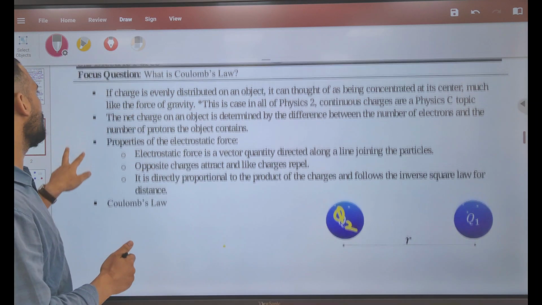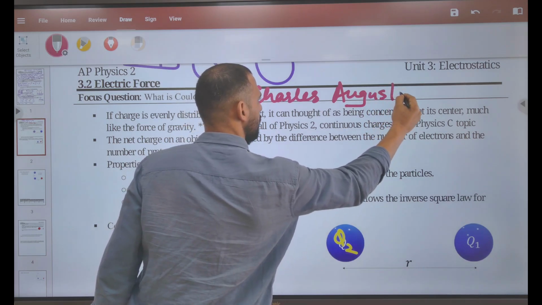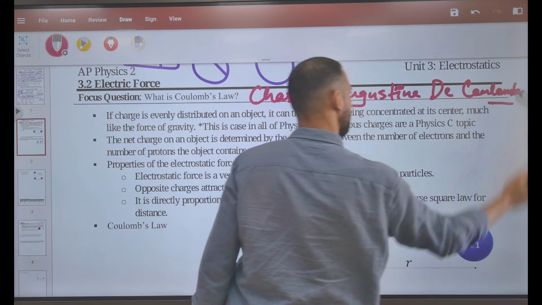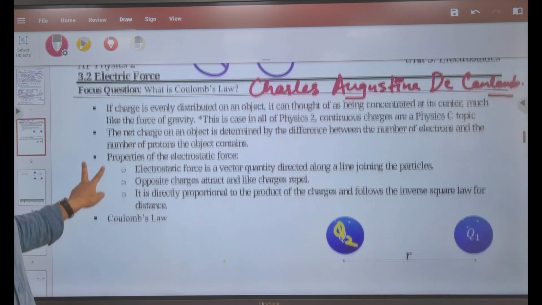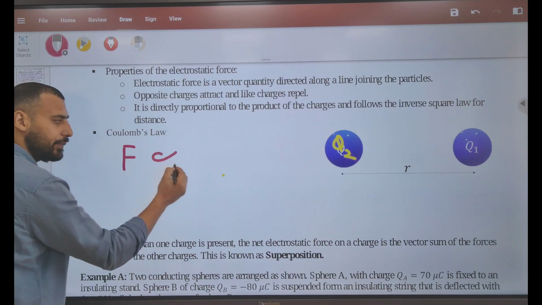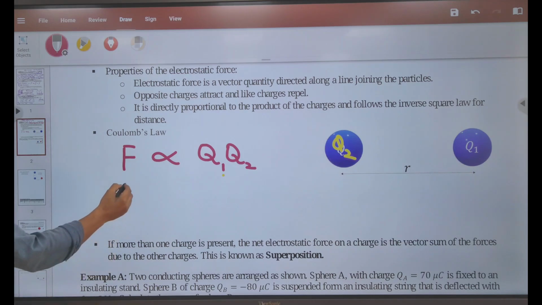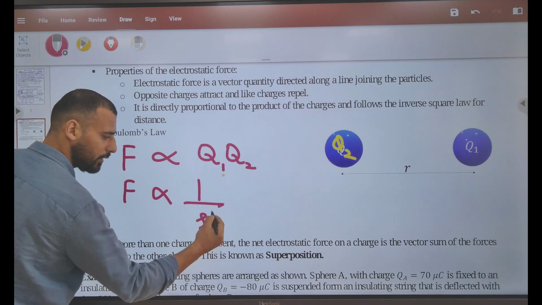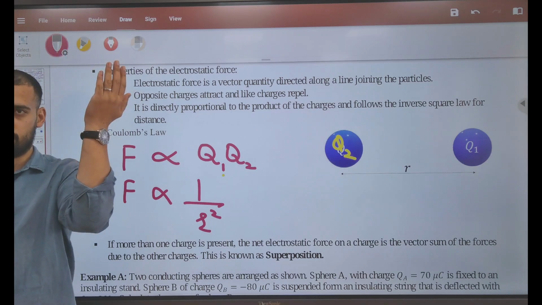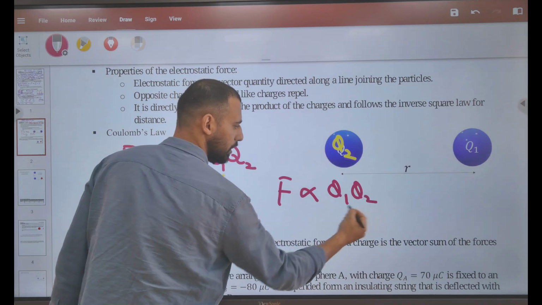So this guy, by the name Charles Augustin de Coulomb, comes to our rescue. He said that the force between these two bodies is directly proportional to the product of the charges. And he also said that this force is inversely proportional to the square of the distance between the two. So that means if you keep them far away, the force will be less, and if you keep them very close, the force will be more. Fine? And when you combine the two, you will get something like this. Force is directly proportional to Q1 Q2 upon r square.